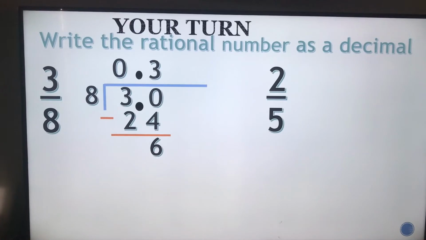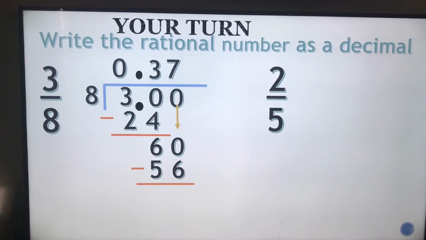I am not going to leave it as a remainder. I'm going to add another 0 and bring it down. So now I'm asking, how many times does 8 go into 60? Well, we all know it goes in 7 times. So I'm going to subtract 56, and I'm going to be left with 4.